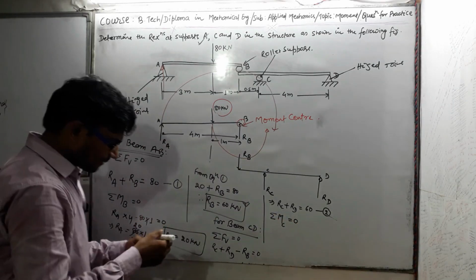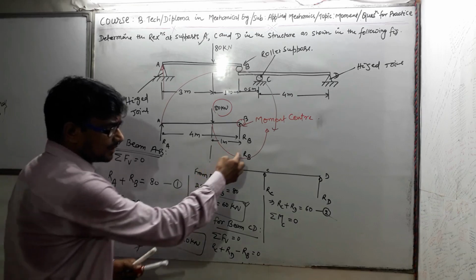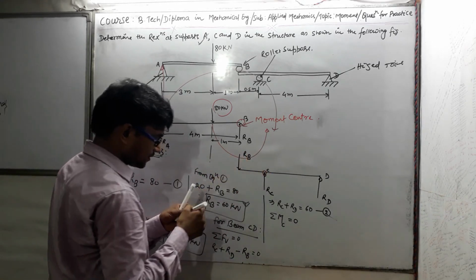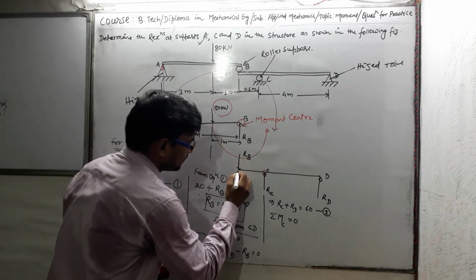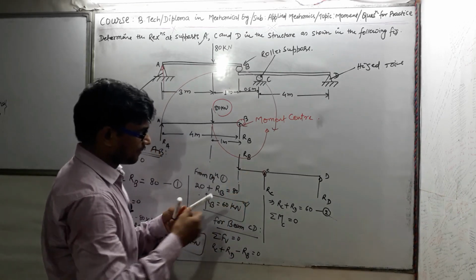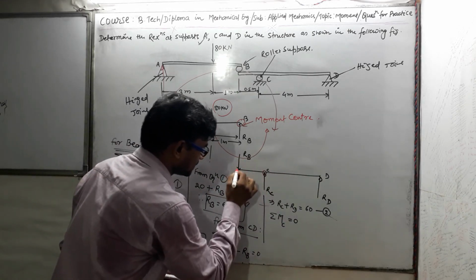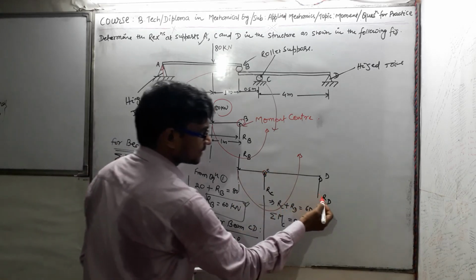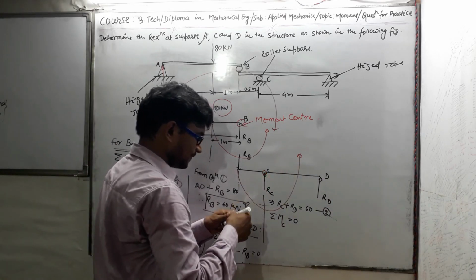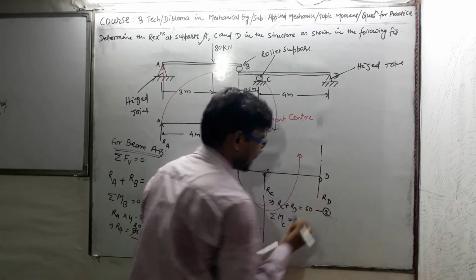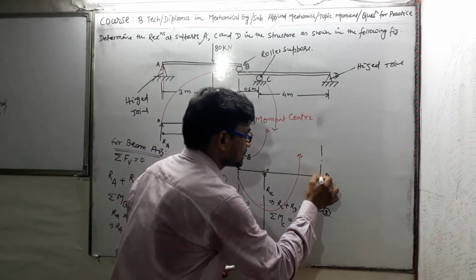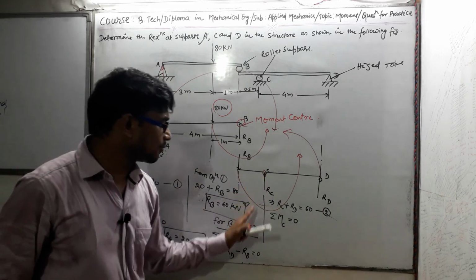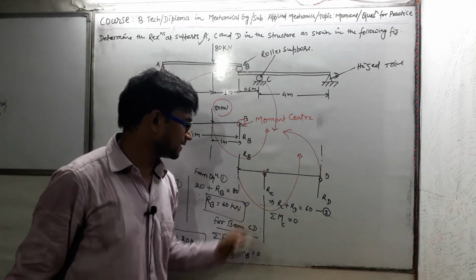See, RB is producing a moment about point C. C is the moment center. About point C, here is the line of action for RB. It is producing an anti-clockwise moment about point C, and this is the line of action of RD. This is also producing an anti-clockwise moment about point C. So the total moment about point C is equal to 0.